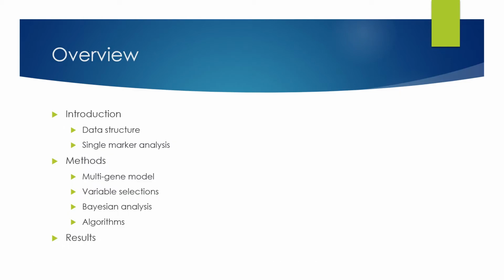So here is the overview of my presentation. First, I'm going to introduce the data structure and some concepts of the single marker analysis. Then we will extend the single marker to the multi-gene model. Also, I will introduce the variable selection and the core of this project, which is the Bayesian analysis, followed by the algorithms. And finally, I will give the results of my report.